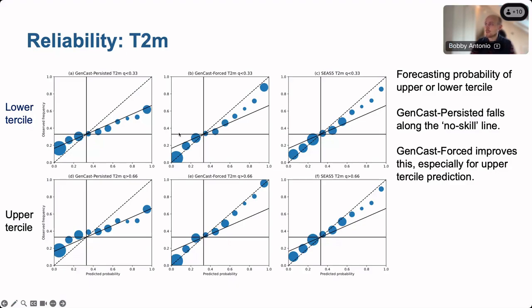But then when you move to GenCast force, so it has a realistic representation of the ocean, the reliability increases much more, getting much closer to the dashed line of perfect reliability, and gets comparable to the reliability of CS5, particularly for the upper tercile. So that's generally what we see: for a lot of the variables, GenCast persisted basically lies along the no skill line, but the other ones improve much more toward the diagonal reliability line.